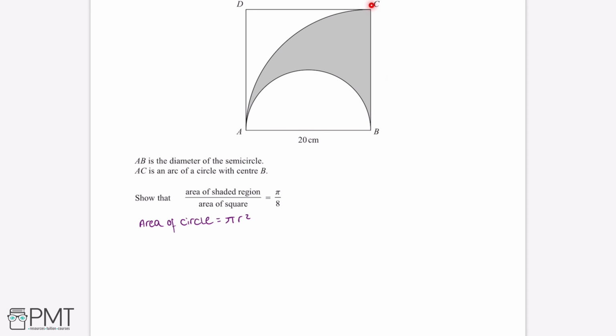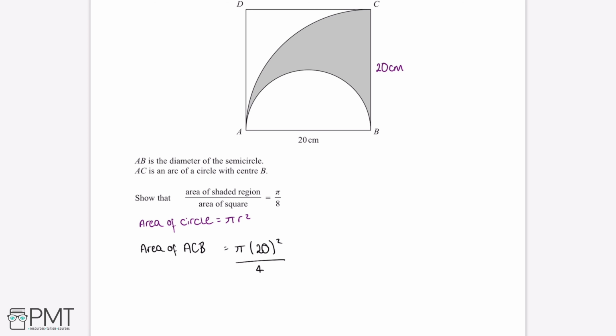So because ABCD is a square, then this means that all of the side lengths will be the same. So length BC will also be 20 centimetres. And this means that the radius of this quarter circle is 20 centimetres. So we can substitute this value into the area of a circle. So the area of ACB will be equal to pi multiplied by the radius, which is 20, squared. And then because this is a quarter circle, we can divide this all by 4.